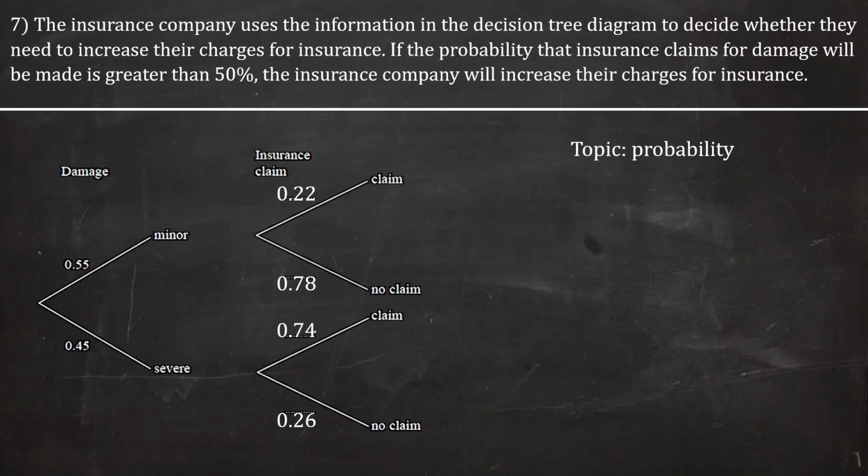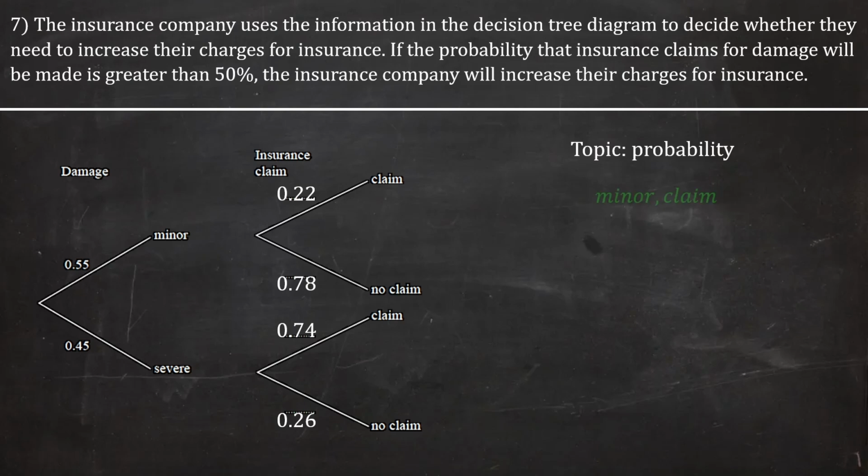Then, the insurance uses the information to decide whether they need to increase the charges. If it's greater than 50%, they will increase the charges for insurance, so will they increase? Now it's a probability question, so we're going to use Mr. Borges' method. Number 1, we're going to list the scenarios where somebody will claim for insurance.